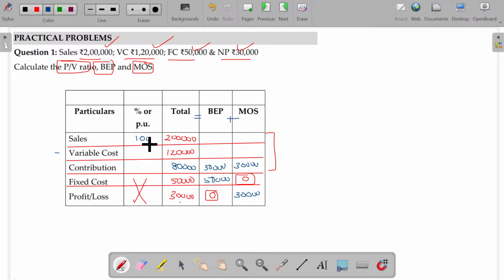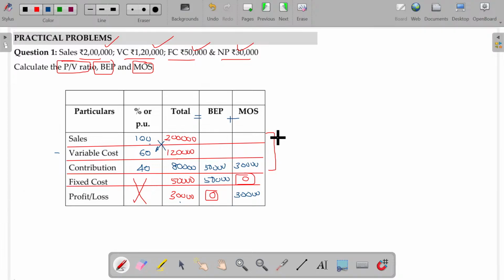If 2 lakhs is assumed to be 100, what could be the percentage for variable cost? You can do the cross multiplication: 1,20,000 into 100 by 2 lakhs. You will get 60 percent. And your contribution being 40 percent. You got this value: 100, 60 and 40.